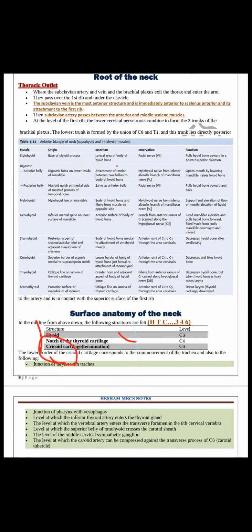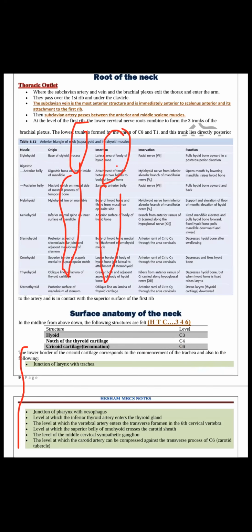Here, a very important collection for events which are occurring at the level of C6. You have multiple events, and I have collected just 7 events which are occurring opposite C6. First one is the continuation of the larynx into the trachea and the pharynx into the esophagus. Then you have the level of the inferior thyroid artery, which, I said before, arises from the thyrocervical trunk, first part of the subclavian artery.